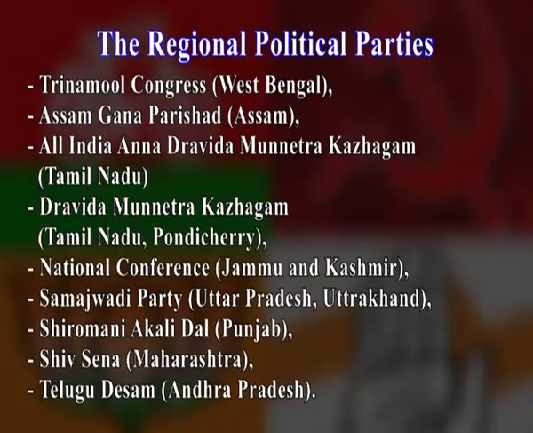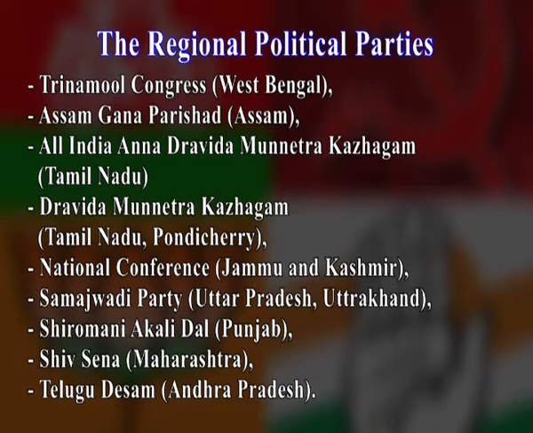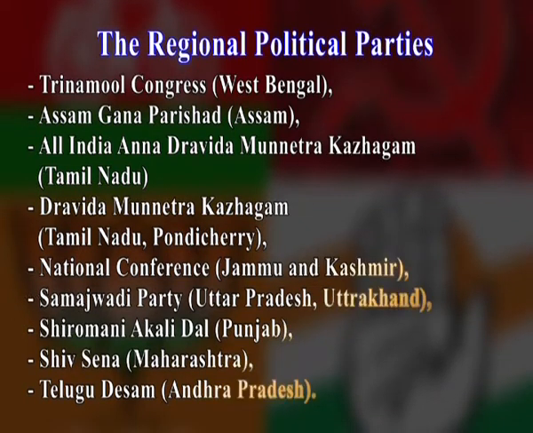The number of regional political parties in the country is fairly large, and some include Trinamool Congress, which is in West Bengal, Asom Gana Parishad in Assam, All India Anna Dravida Munnetra Kazhagam, that is Tamil Nadu, Dravida Munnetra Kazhagam, that is Tamil Nadu and Pondicherry, National Conference, that is Jammu and Kashmir, Samajwadi Party in Uttar Pradesh or Uttarakhand, Shiromani Akali Dal in Punjab, Shiv Sena in Maharashtra, and Telugu Desam in Andhra Pradesh, and so many other regional parties are also found in many of the states.